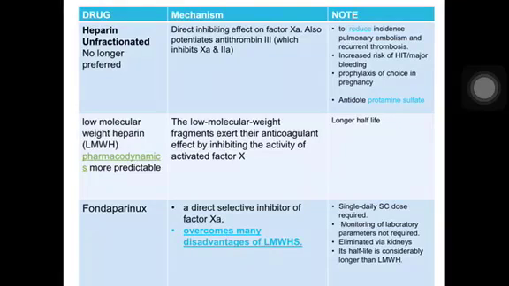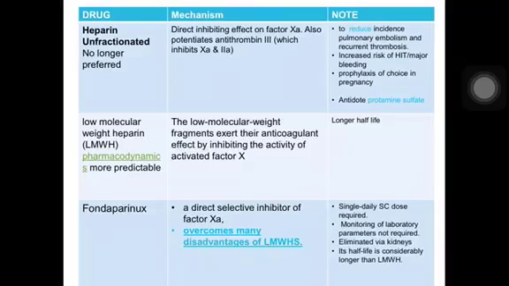Now, we're going to talk more about each drug. Unfractionated heparin is no longer preferred. It works by directly inhibiting the effect of activated factor 10. It also potentiates antithrombin 3. It is used to reduce the incidence of pulmonary embolism and recurrent thrombosis. It has an increased risk of heparin-induced thrombocytopenia and major bleeding. It is the prophylaxis of choice in pregnant ladies. It has an antidote, protamine sulfate.